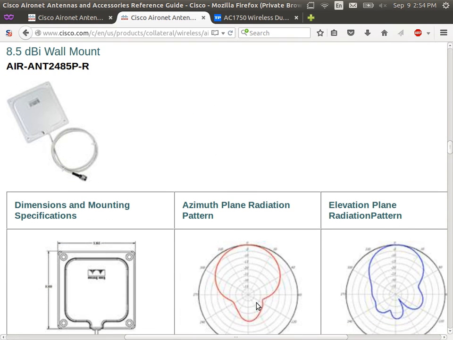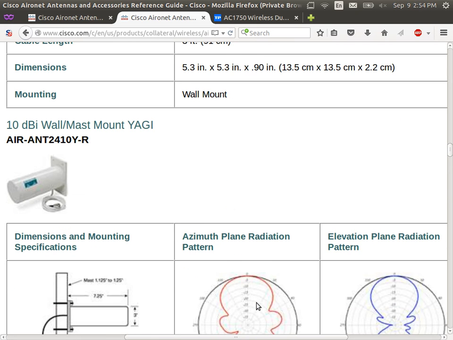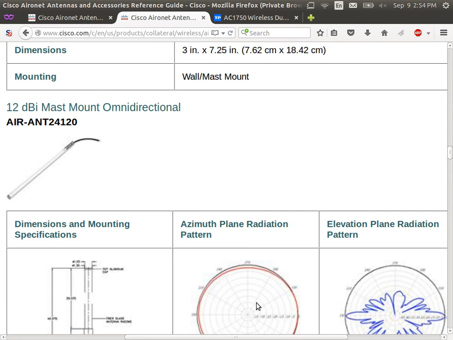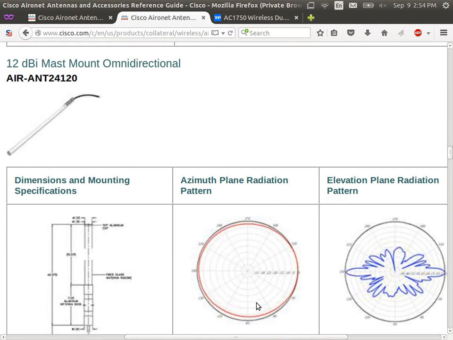And if we go up to a larger antenna, 8.5 dBi, a different type, 10 dBi antenna. And I think one 12 dBi antenna. Essentially all directions around, about the same gain, but very focused in this direction. That is, if you go up a little bit, the signal will be very weak.